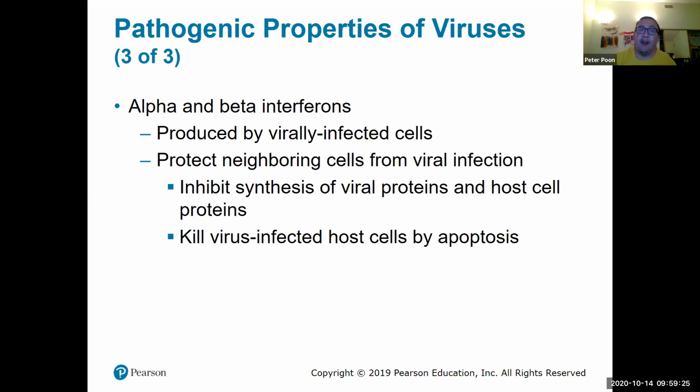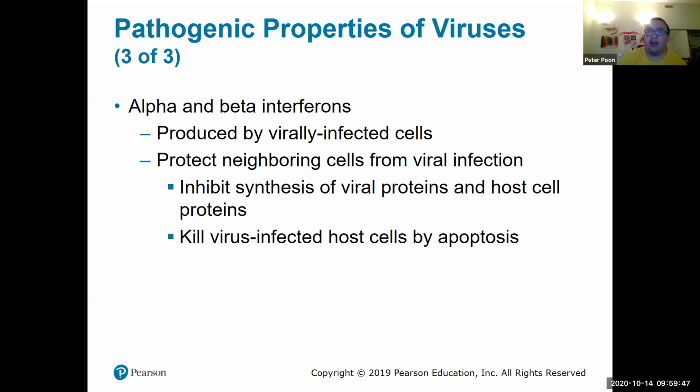Alpha and beta interferons are produced by virally infected cells. Their whole job is not to protect themselves. They're already infected. Their job is to protect the other cells around them.